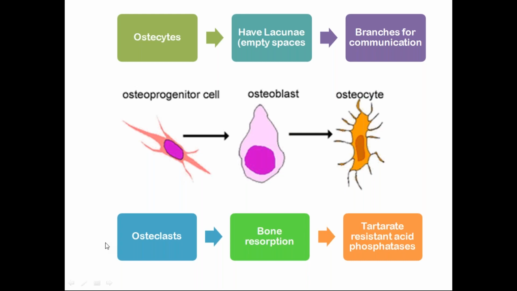Now, till here, I have completed three cells: the osteoprogenitor, the osteoblast, and the osteocyte. I told you that this is one family, because osteoprogenitor will transform into osteoblast, osteoblast will transform into osteocyte. Now, one cell was remaining. That is your osteoclast cell. Remember, in osteoblast, B was for building. That means it will build the bone.